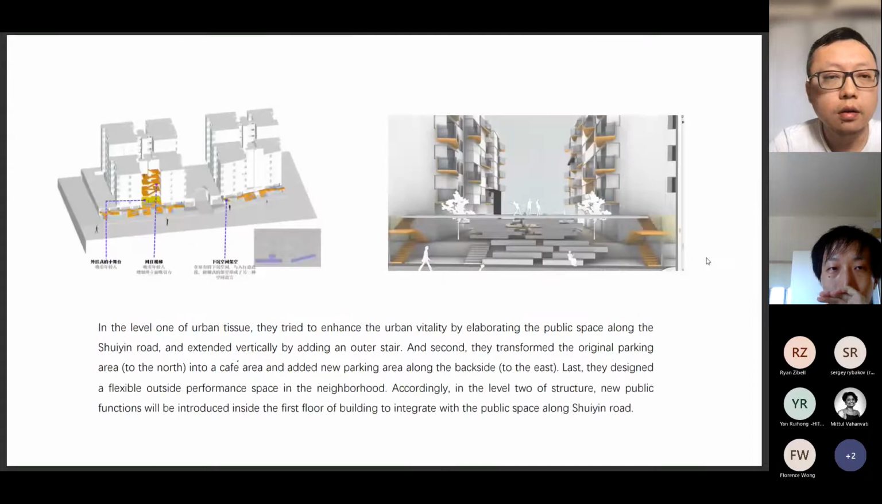Next slide, please. In level 1, they introduce more functions along the major streets, and also some potential functions on the top of the building. So they develop vertical transportation systems on the facade systems. But in level 2, the new functions will be introduced inside the first floor of the building. They also create a leisure and people-friendly communication space in between the street and the neighborhood.